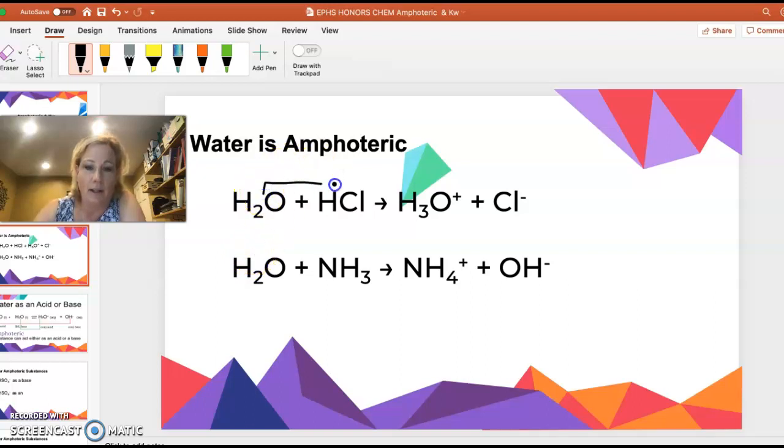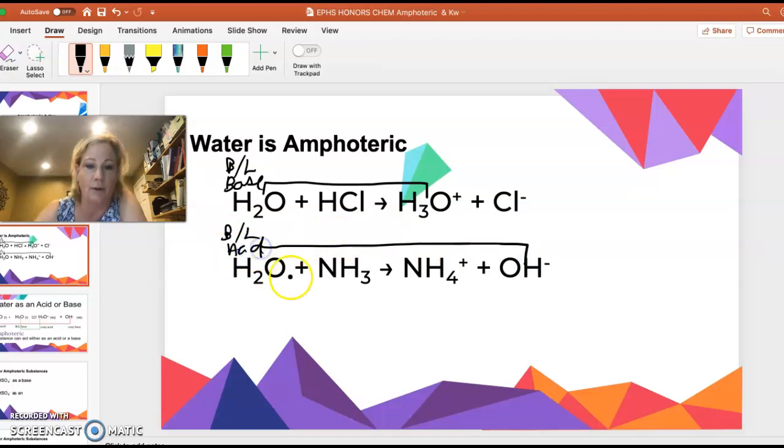So if you link these, you can see this water was acting as a Bronsted-Lowry base because it accepted the proton from this hydrochloric acid. And then if you look at this water, it was acting as a Bronsted-Lowry acid because it donated a proton to the NH3. So that's just another example.